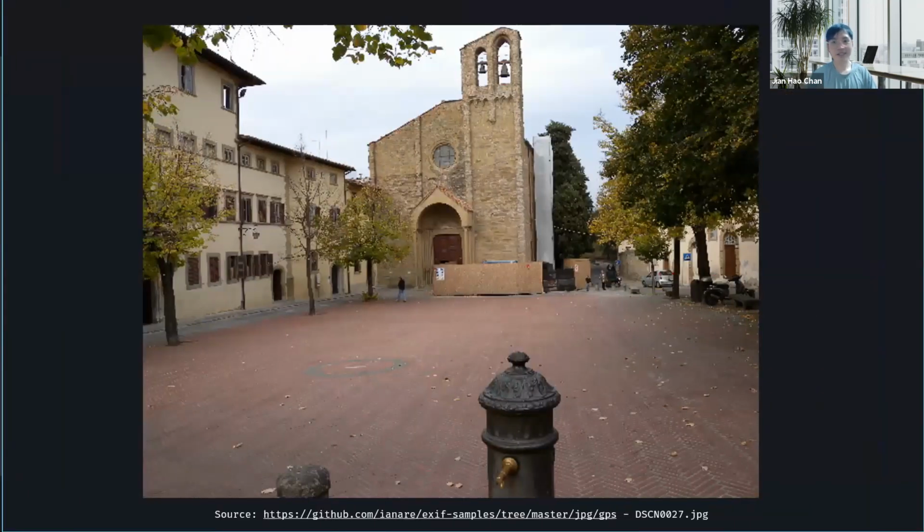So let's say this is our target picture. We want to figure out more information about it. By just taking a quick glance at it, we can only tell that this picture is taken at some street in the daytime, and there's a building with some bells.